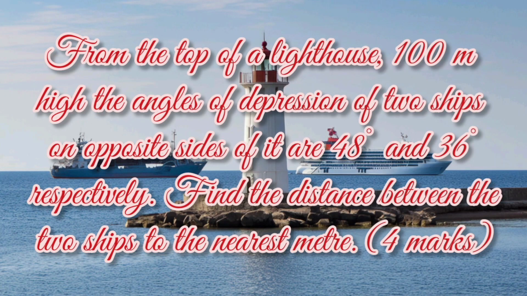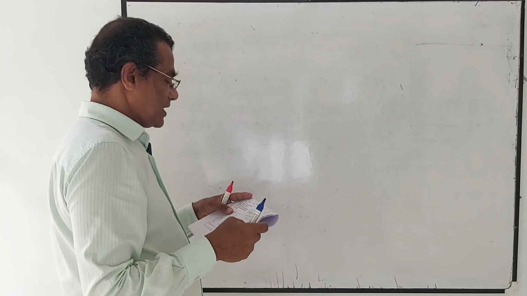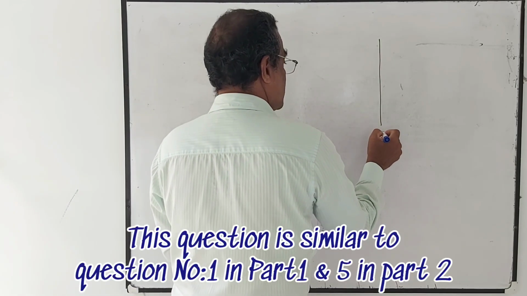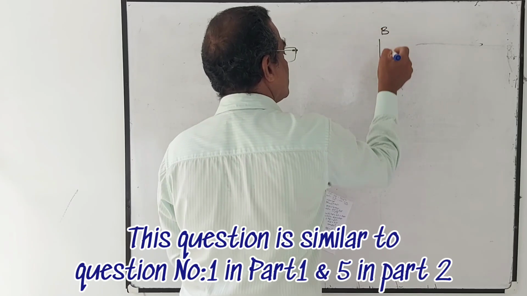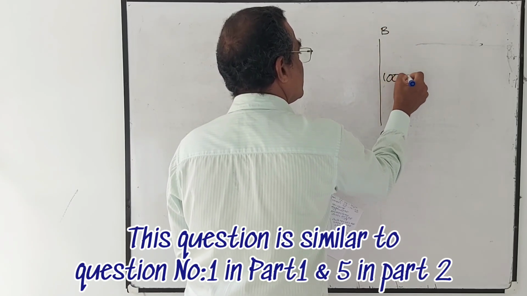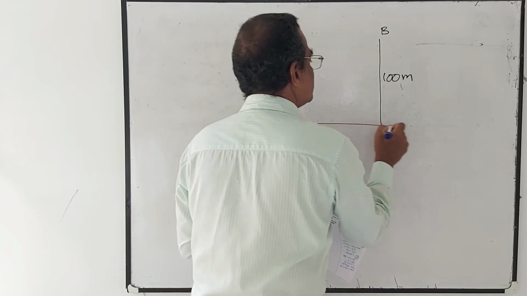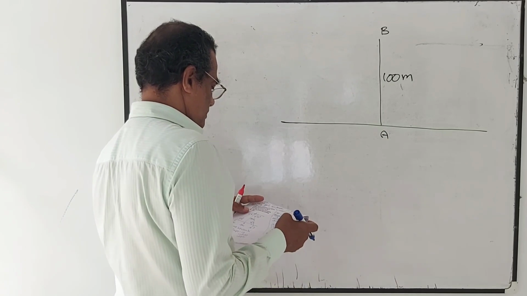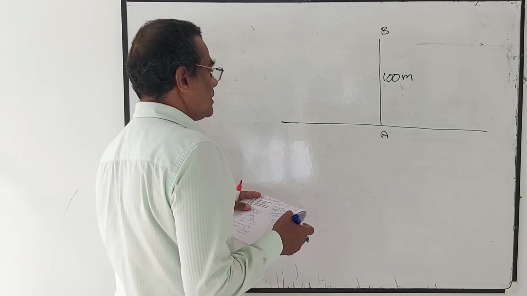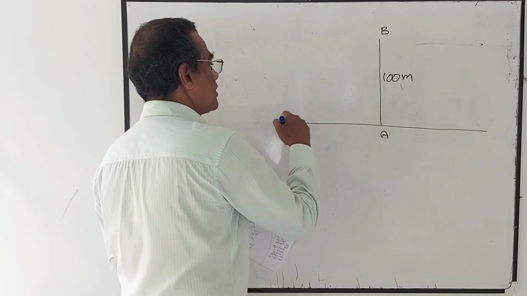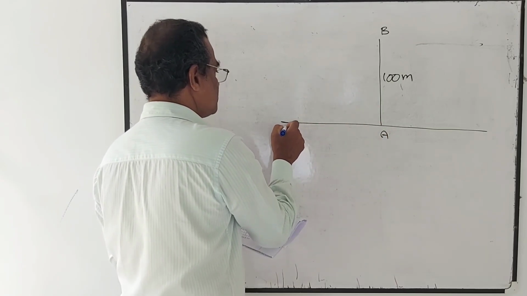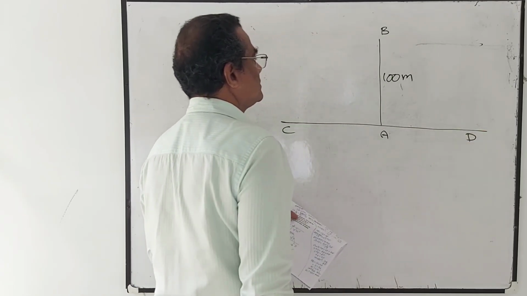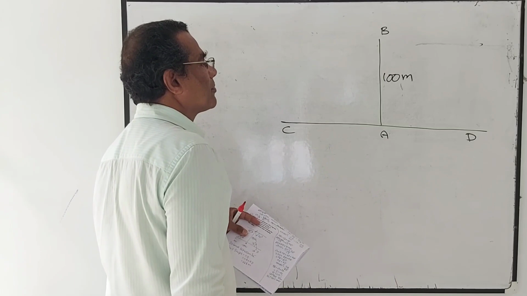So from the top of a lighthouse 100-meter high, AB is the lighthouse, which is 100-meter high, and this is the horizontal that is passing through A. And there are two ships on either side of the lighthouse. One is the ship C, the other is ship, say, D. A, B, C, D.